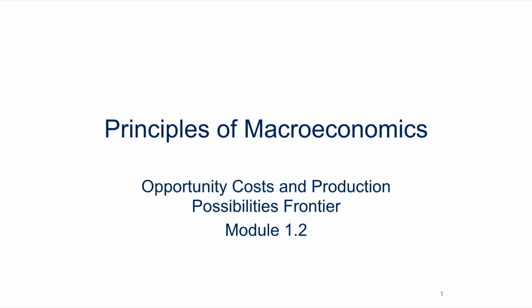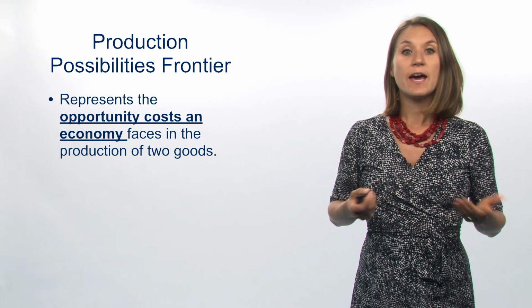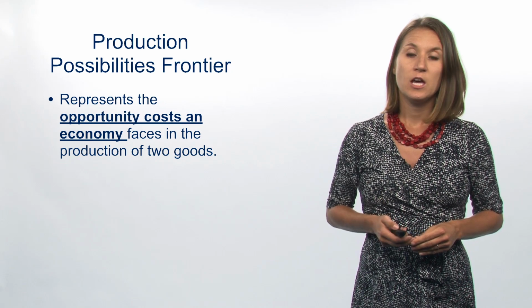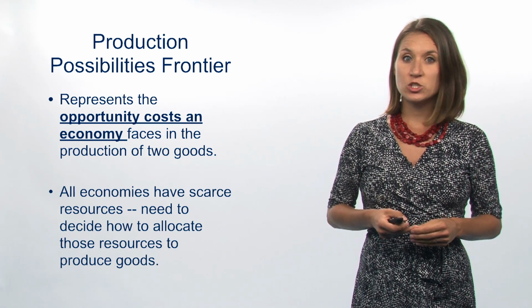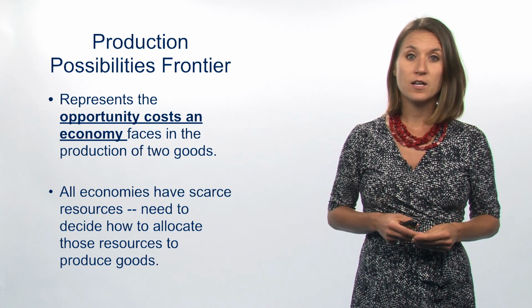This is Module 1.2 and we'll be talking about the idea of opportunity costs and the production possibility frontier. The production possibility frontier captures the allocation of scarce resources in an economy between the production of two goods. We know that all economies have scarce resources and they need to decide what to do with those scarce resources when they're trying to produce different types of goods in the economy.